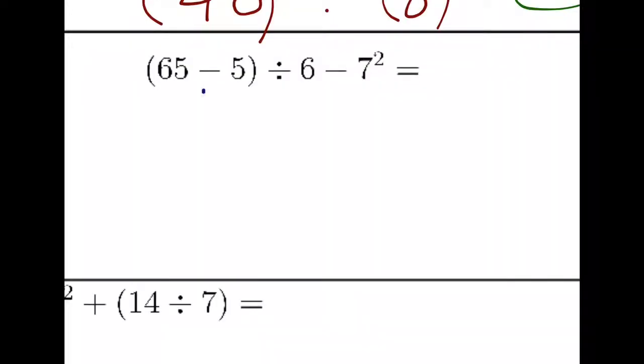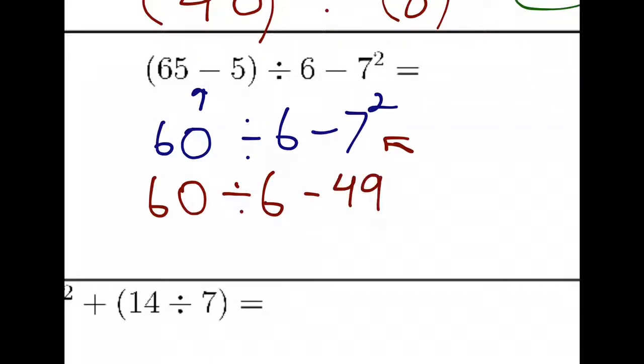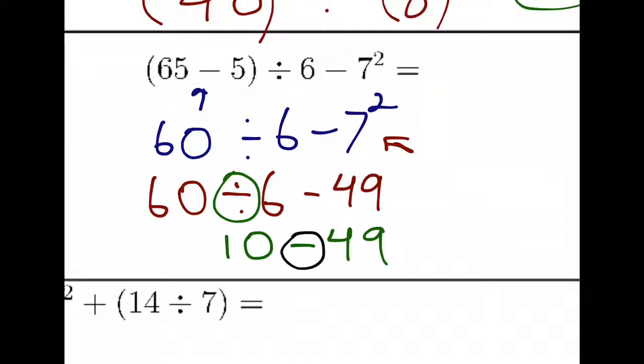Next example, we begin with the parentheses here. What is 65 minus 5? Well, that is 60. So we'll copy the rest of the problem exactly. Our next step here is with the exponent, the minus 7 squared. So this becomes 60 divided by 6 minus 49. The next step is to consider the division. So 60 divided by 6 gives us 10 minus 49. And the final step here is the subtraction. So 10 minus 49 is equal to a negative 39.